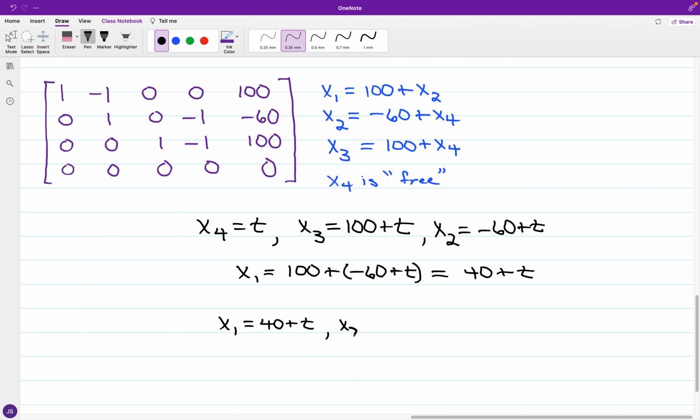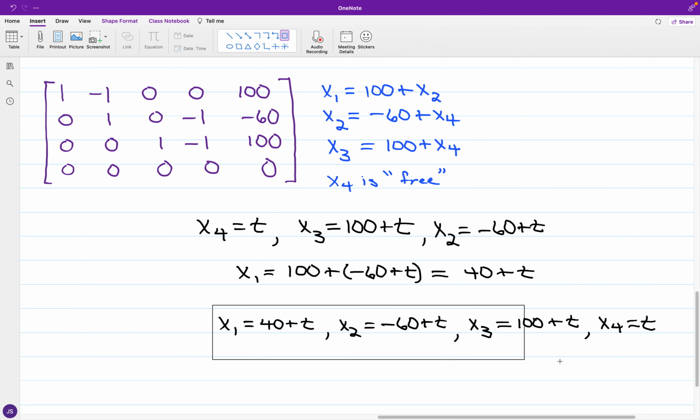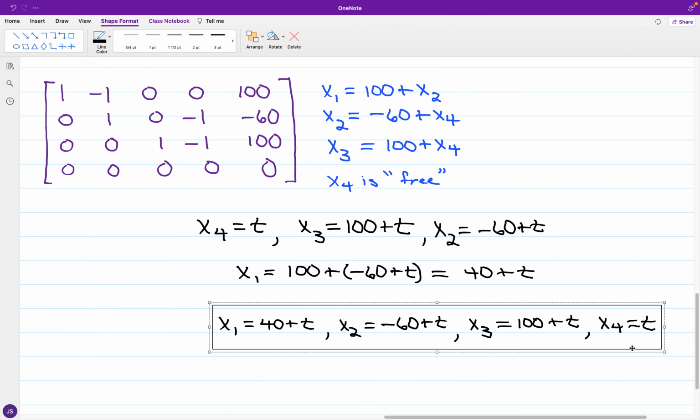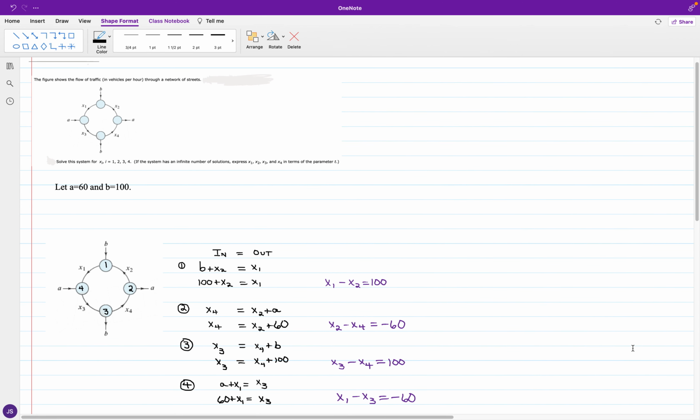Again, we have x2 equals negative 60 plus t. Then we have x3 is equal to 100 plus t. And once again, x4 is equal to t. And so that will be the solution set of what we have for x1 through x4 in the case of this particular traffic system.